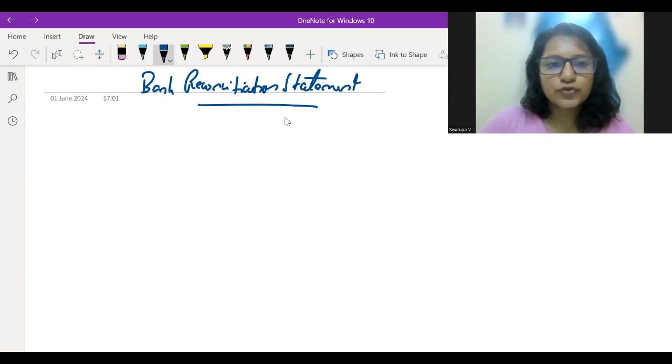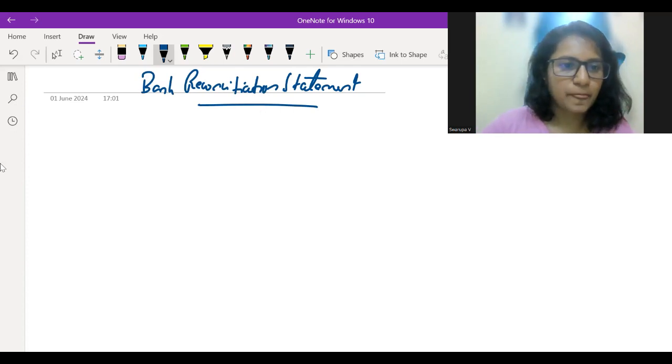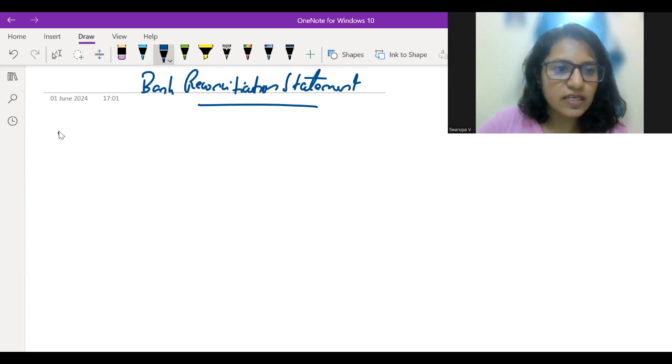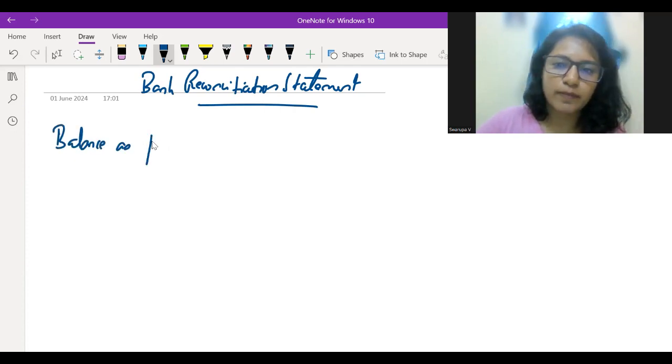So today we are going to discuss bank reconciliation statement and a few of the logical tips that can be used to ensure that your answer is correct when you attempt a question in your exam. So a bank recon statement first starts either with balance as per cash book or passbook. Today we will see balance as per cash book.